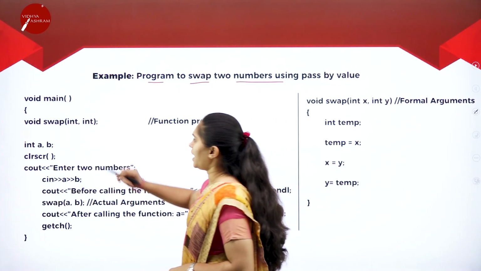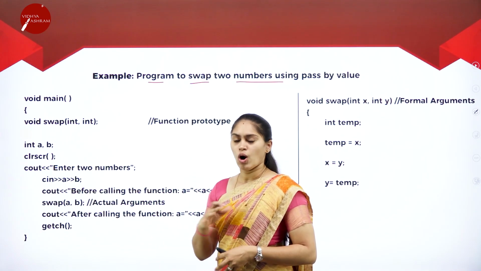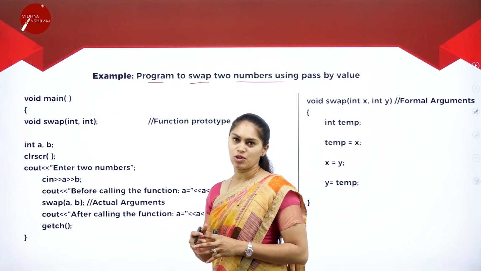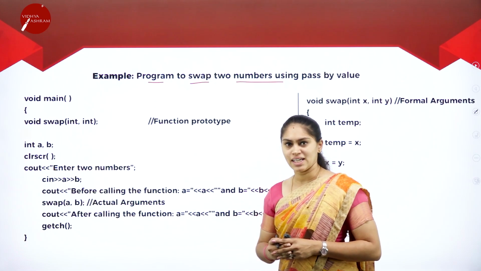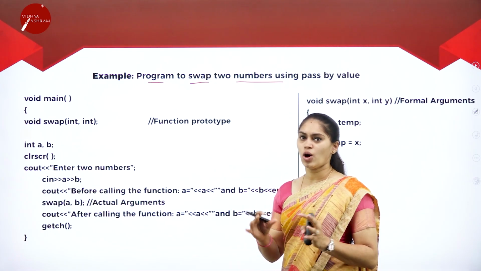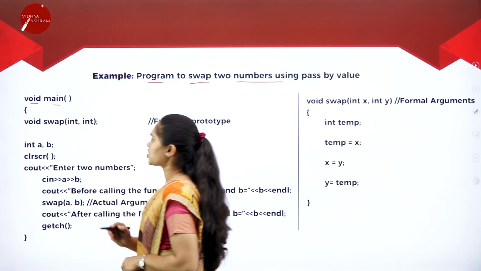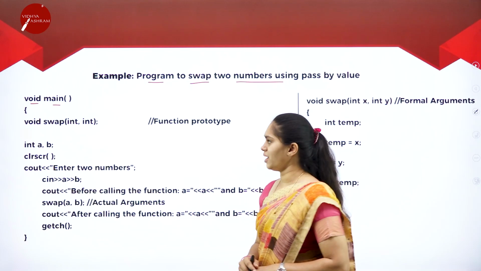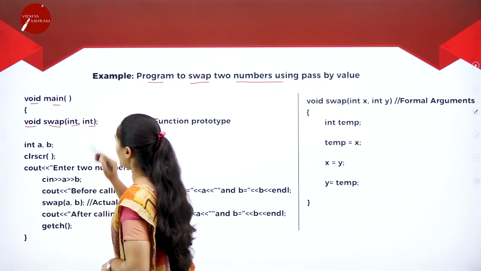Here I have skipped the header files, which are mandatory and common for all programs. We are going to use #include iostream.h, #include conio.h, iomanip.h. Those are all the mandatory header files that we are going to use in all the programs. What we have next is void main, where the actual execution of a program starts. Next, void swap of int comma int.